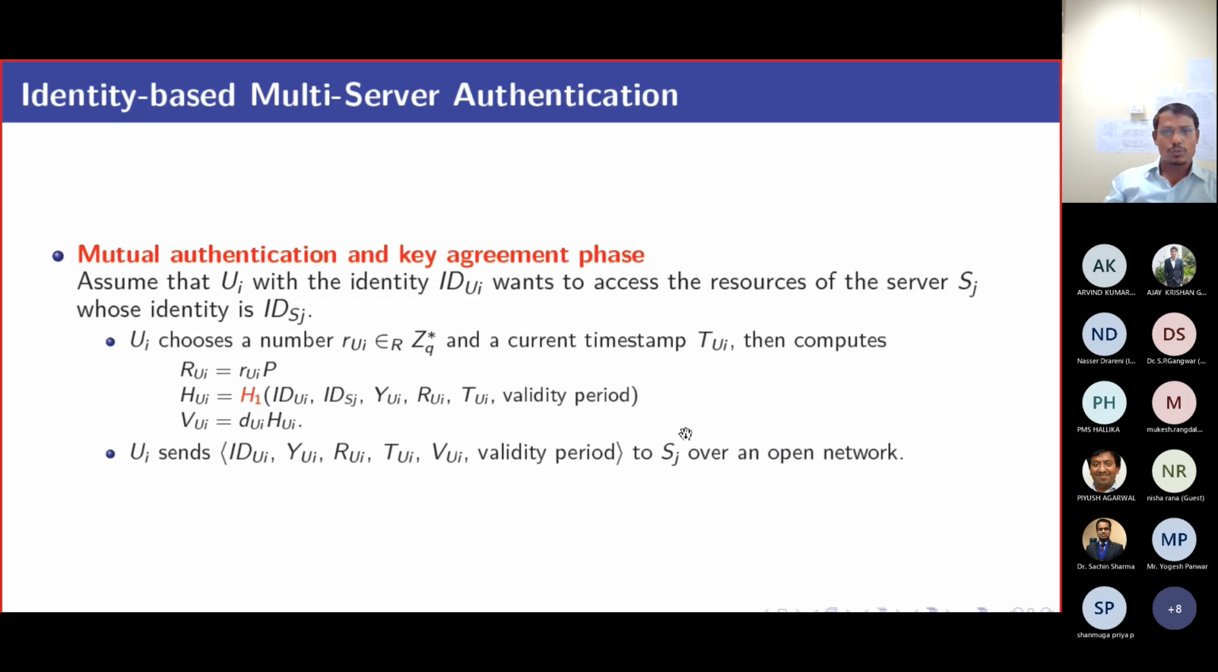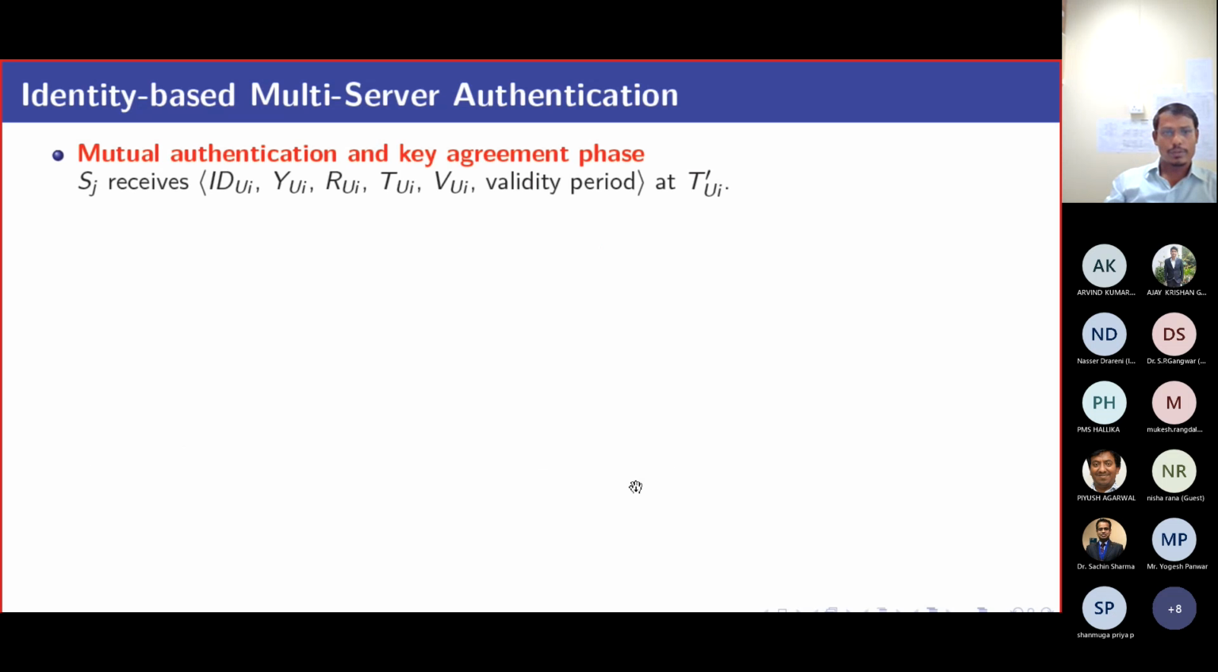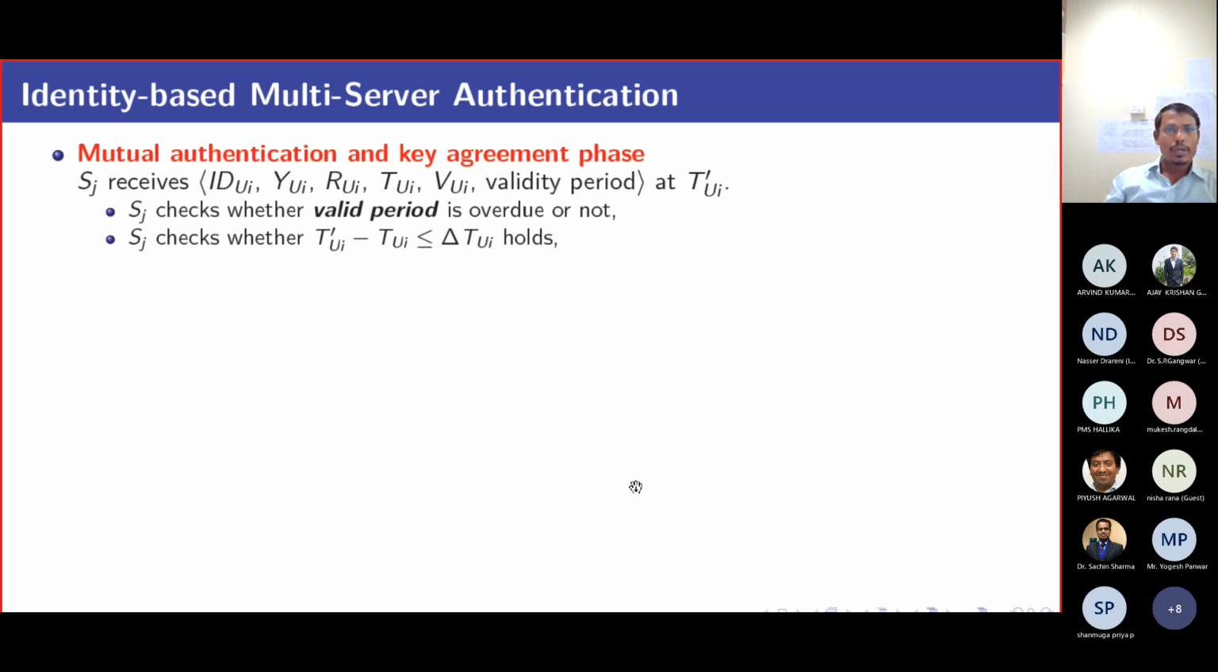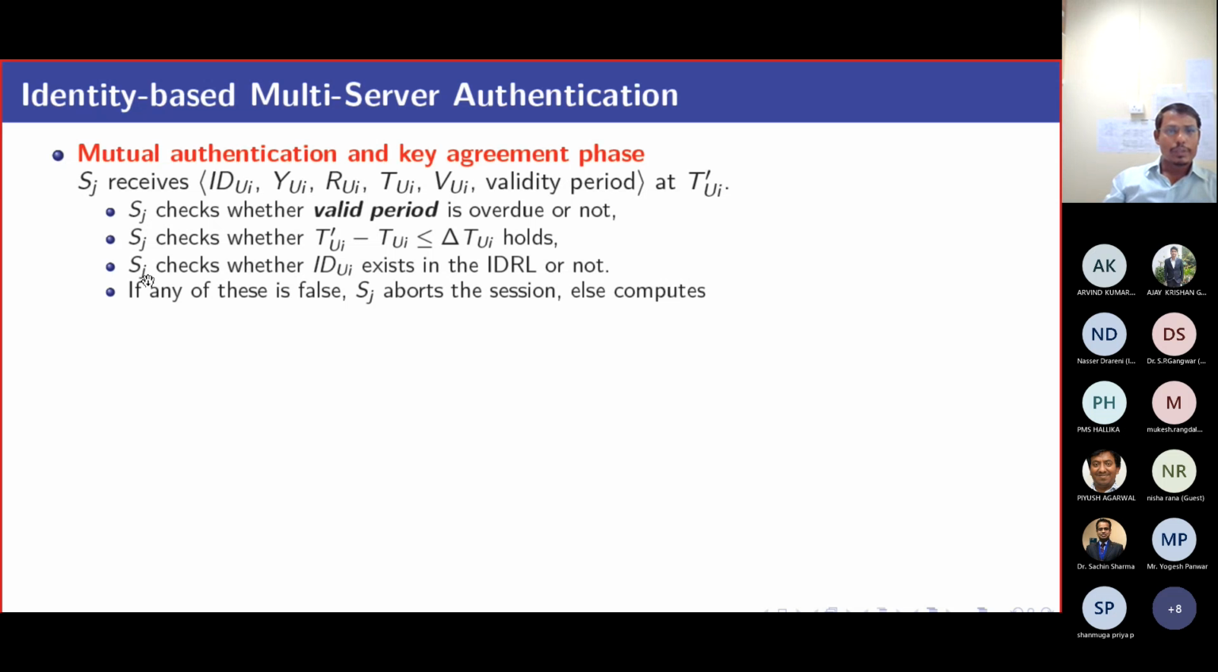Now the role of the server is to validate this login message. If it is correct, it allows UI to access the server. Otherwise, no. After receiving this, it will check the validity period. That means when this message was created, at time T UI, and when it was received, at T prime, if their duration is within the allowable interval, then it is a valid login message. It is not a replay message. So it checks the identity in the identity revocation list.